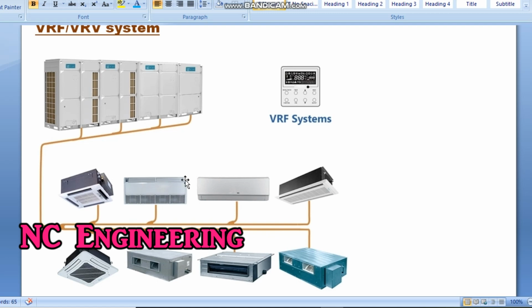It uses an inverter compressor. How does it reduce the operating cost? Suppose only 2 indoor units are working and the other 6 indoor units are idle. It will give refrigerant flow only that is enough for 2 FCUs, so it will save the power for 6 indoor units.